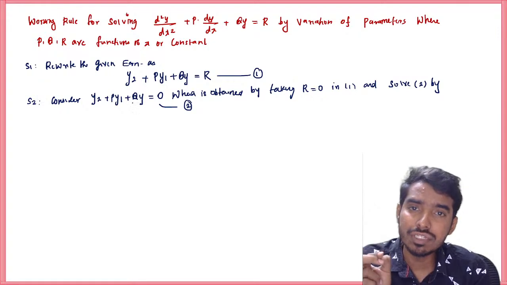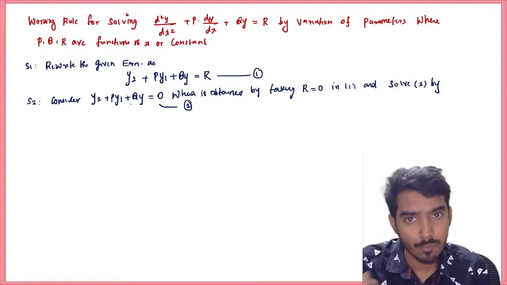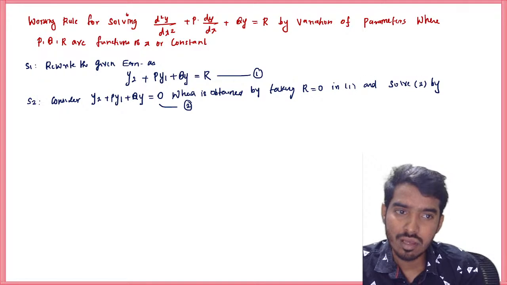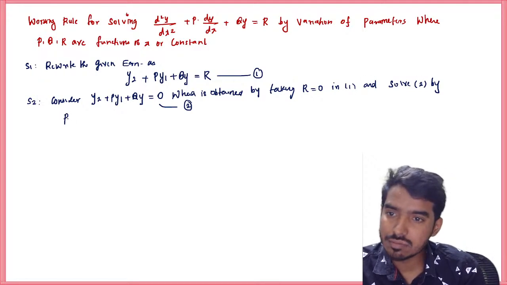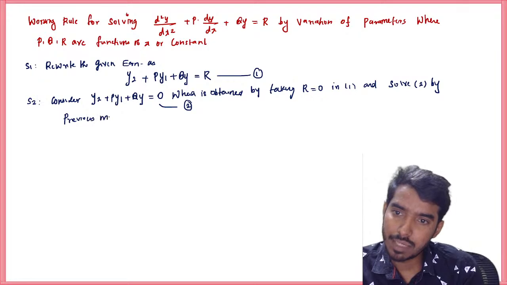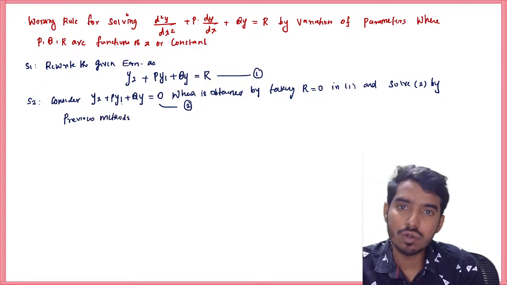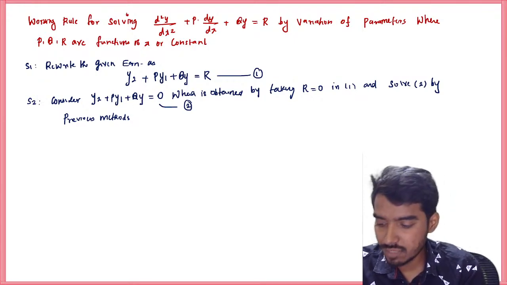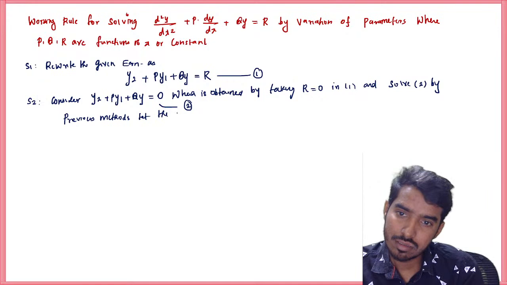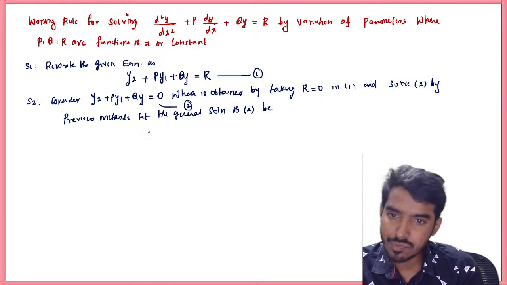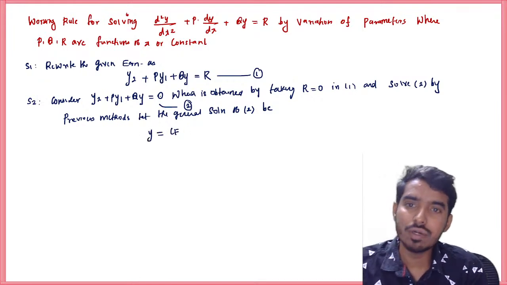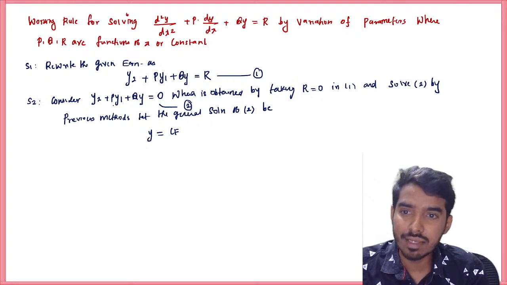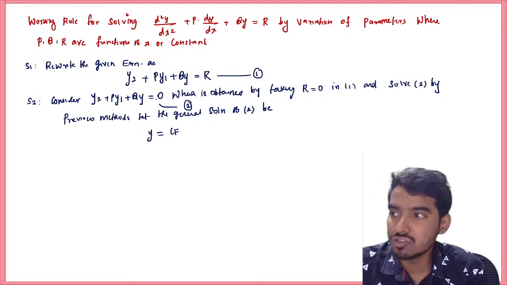That means the solution is y is equal to CF alone. We don't have particular integral here because RHS is 0. Solve 2 by previous methods. You know how to solve the second order equations. Let the general solution of 2 be, so what will be the general solution? Y is equal to CF, because we don't have anything in the RHS, because we are finding the solution of this equation, which is 2.